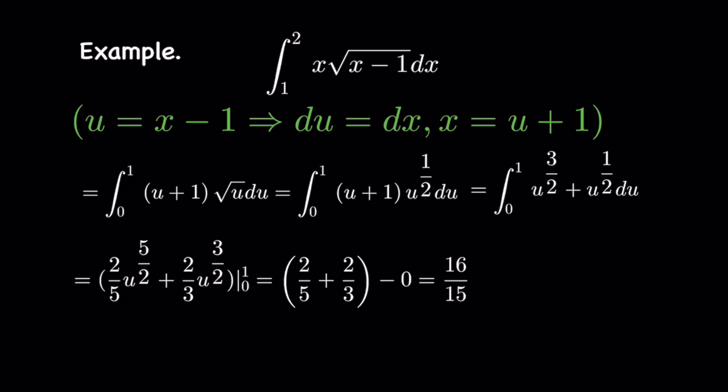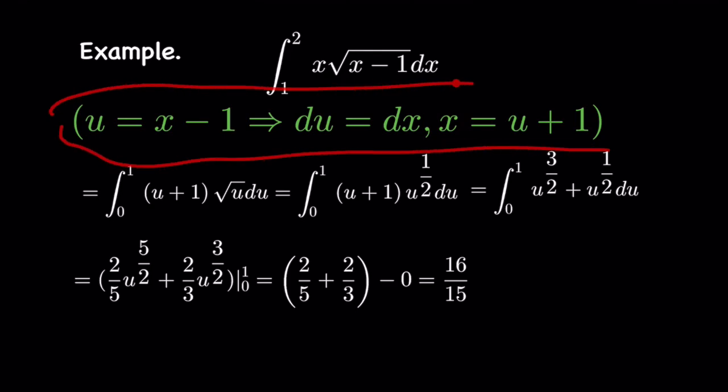So here we want to evaluate this definite integral, x square root of x minus 1, from 1 to 2. The substitution that I'm going to make is u equals x minus 1, because I want to get rid of this x minus 1 term under the square root. Then du is going to be the derivative of x minus 1, which is 1, multiplied by dx. So du will be dx. And from this equation, I'm going to solve for x. So x is u plus 1. And you'll see that we are going to need this in our computations.